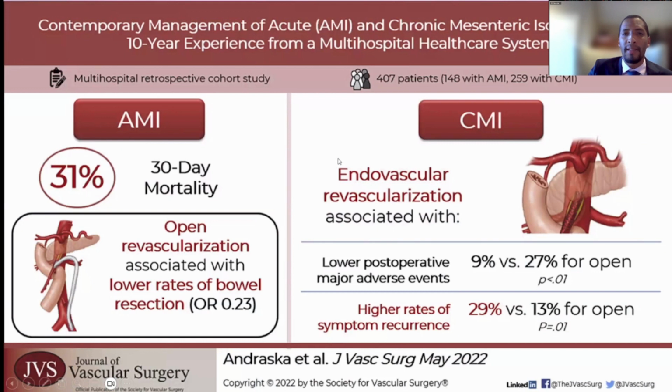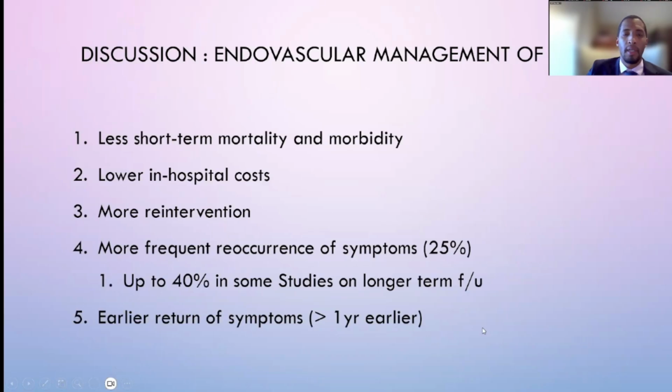If we look at the current management of acute and chronic mesenteric ischemia, just look on the right side, you can see that endovascular revascularization is more common for the treatment of chronic mesenteric ischemia, and associated with lower postoperative major adverse events, 9% versus 27%, but higher rates of recurrence, up to 29%. So why do we do endovascular? Well, less short-term mortality and morbidity, lower in-hospital costs, but unfortunately, more reintervention.